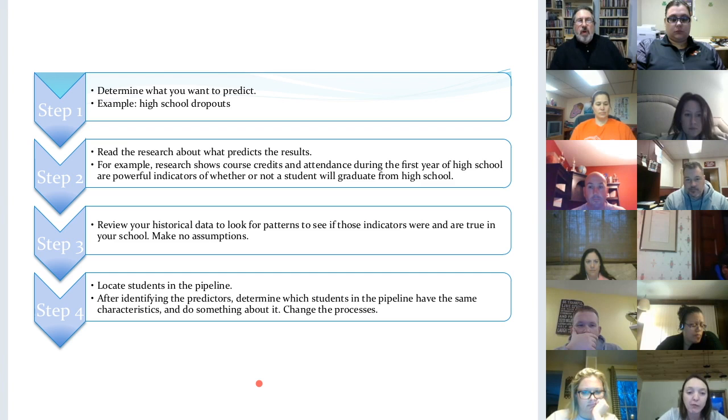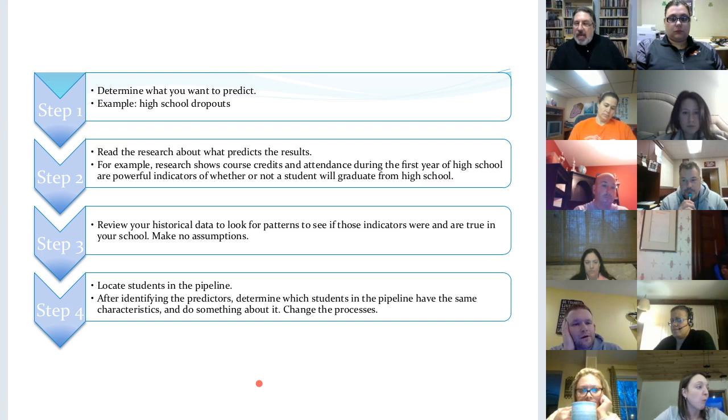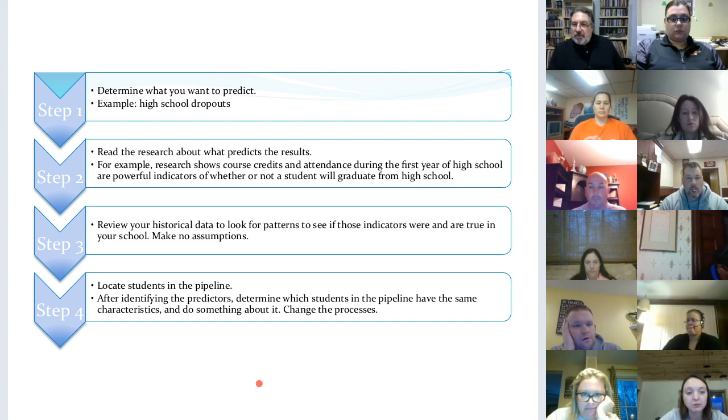Determine what you want to predict. For instance, if you wanted to predict high school dropouts, that's a problem. So you want to predict who's going to drop out? Here's your step 2. Read the research about what predicts the results. For example, research shows course credits and attendance during the first year of high school are powerful indicators of whether or not the students will graduate from high school.